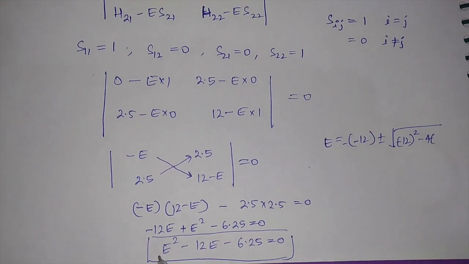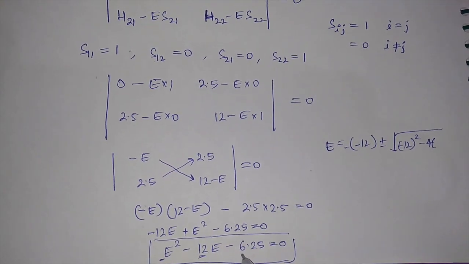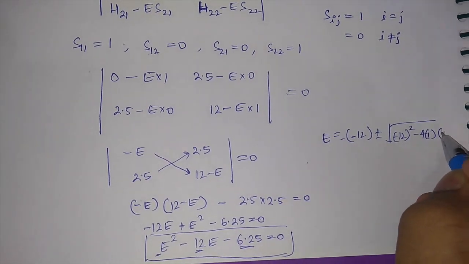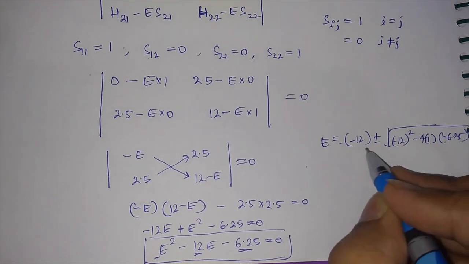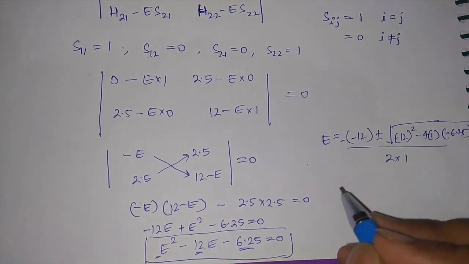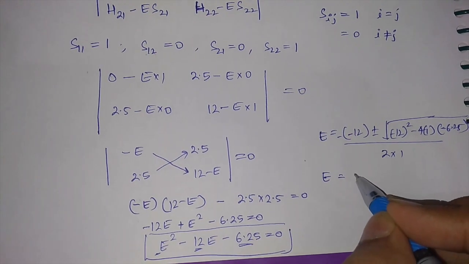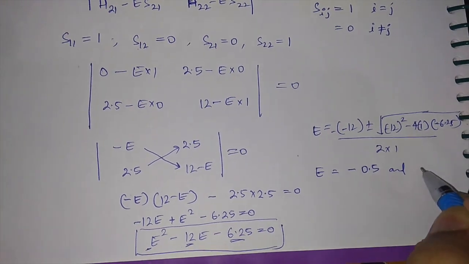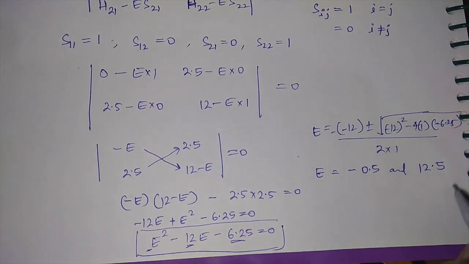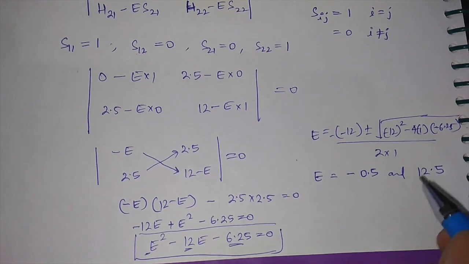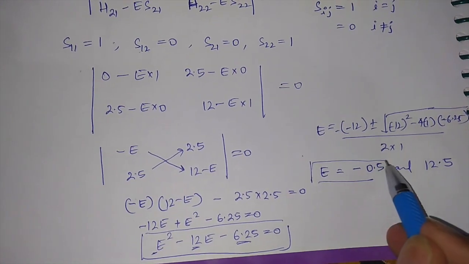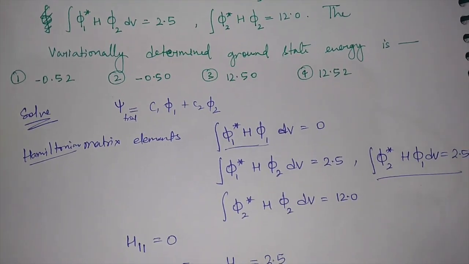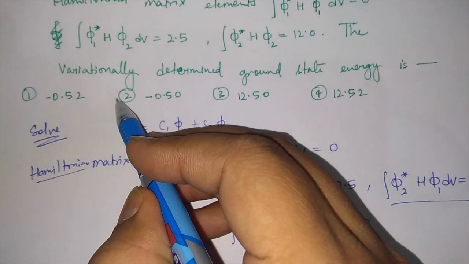At the place of A you have 1, at the place of B you have minus 12, and at the place of C you have minus 6.25. So 4 into A, that is 1, and C is minus 6.25, divided by 2A, so it's 2 into 1. When you solve it, you will get two values of energy: minus 0.5, and also a value of 12.5. What they are asking is the ground state energy. The ground state energy will have the lower value, so E equal to minus 0.5 will be considered. So if this is the question, your correct option will be option number 2.